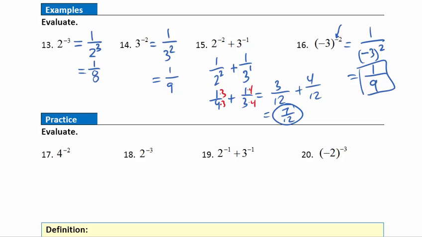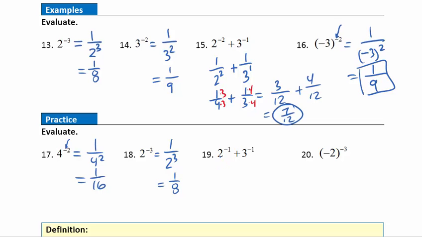Okay, practice question 17. We'll take the reciprocal to get rid of the negative on that exponent. So that's going to become 1 over 4 squared. So you should have come up with 1/16 for that one. Again, to get rid of the negative exponent here on the 3, we'll take the reciprocal. So that's going to become 1 over 2 to the third power. And 2 to the third power is 8, so that's just going to give us 1/8.